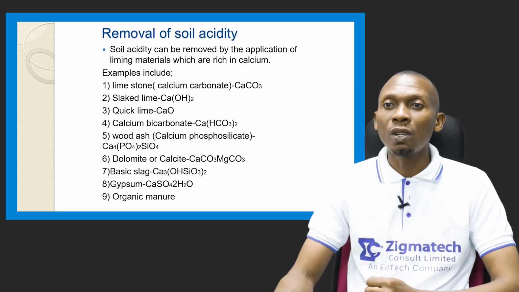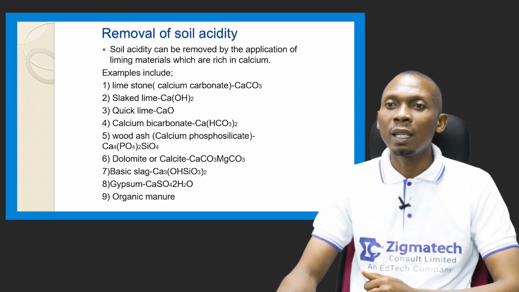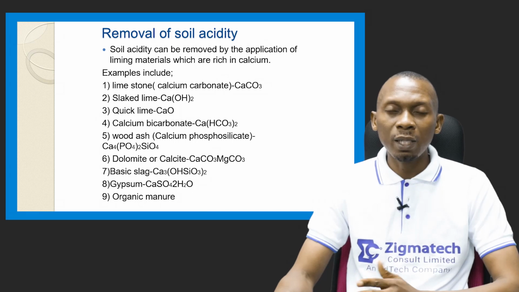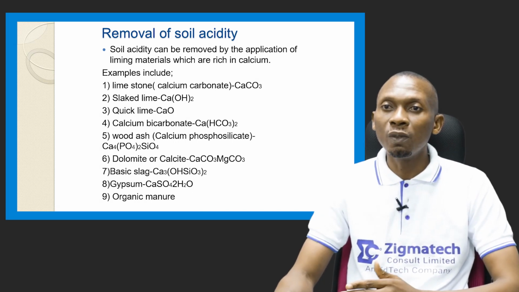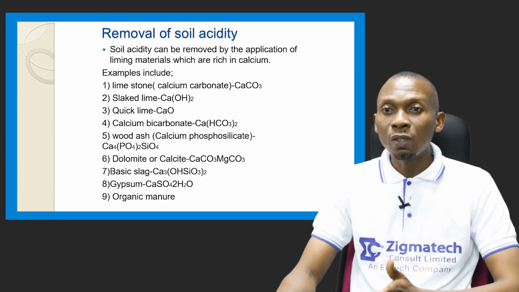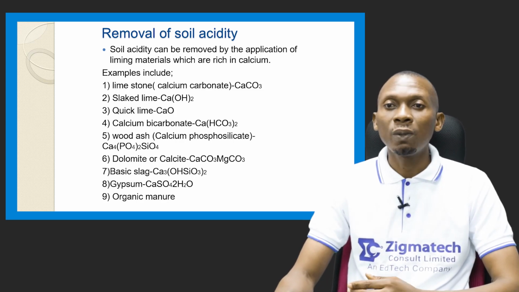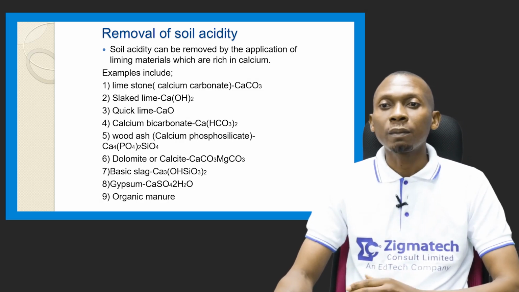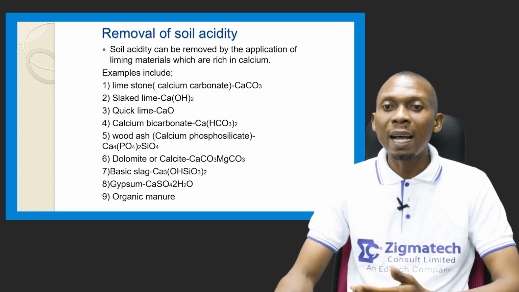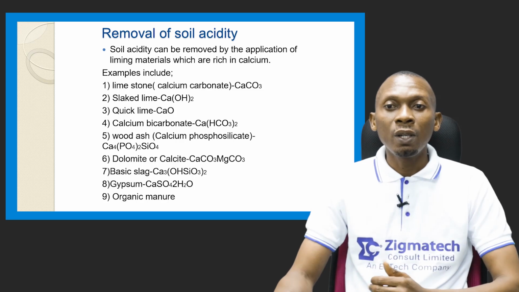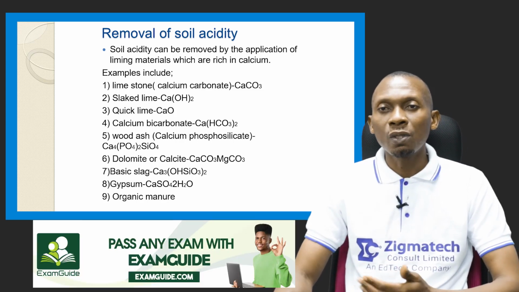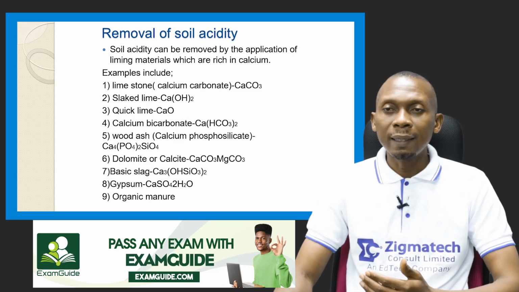Now, this acidity in soil can be removed by the application of liming materials, and these liming materials are rich in calcium. So let's take a look at examples of some of the liming materials that can be used to control or remove soil acidity. We have limestone, which is also known as calcium carbonate. We have slaked lime, quicklime, calcium bicarbonate, wood ash, dolomite or calcite, basic slag, gypsum, and even organic manure. That's manure gotten from the remains of plants, animals, or from feces of our animals, can also be applied to the soil to help control or remove acidity from the soil.